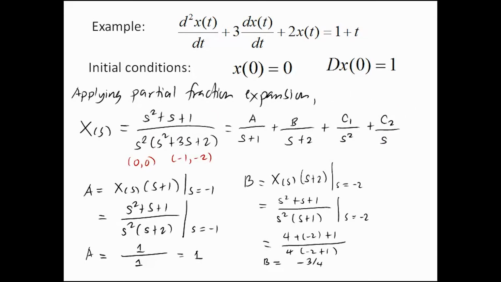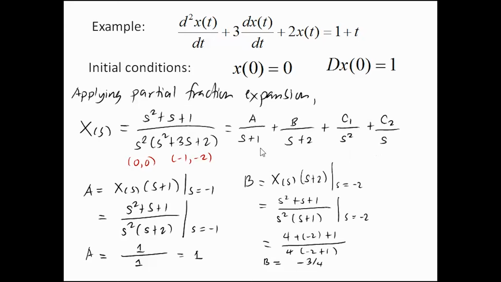From the resulting x of s, we apply partial fraction expansion, and given the denominator, we know that the factors are s squared, s plus 1, and s plus 2. S squared gives us case 2, whereas s squared plus 3s plus 2 gives us factors s plus 1 and s plus 2 with roots equivalent to negative 1 and negative 2. And this falls under case number 1. So the expansion is given by A over quantity s plus 1 plus B over quantity s plus 2. And for case 2, we have the coefficient c1 over s squared and c2 over s.